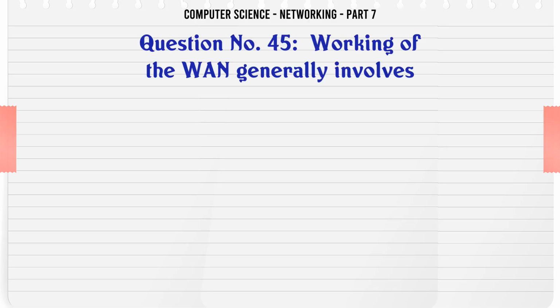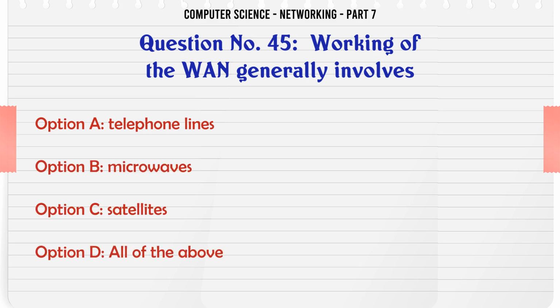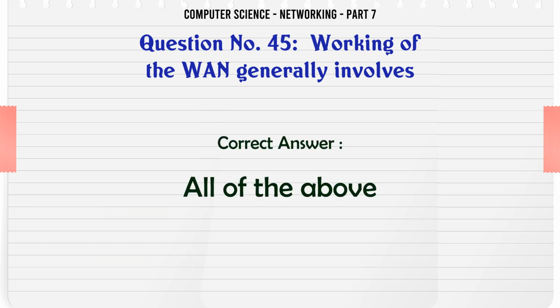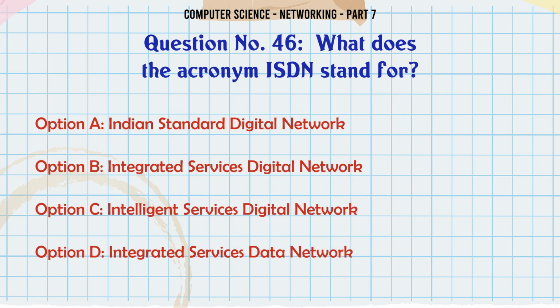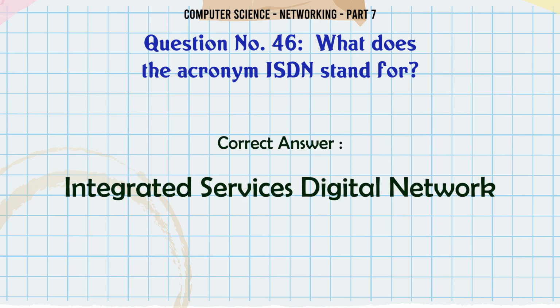Working of the WAN generally involves A. Telephone lines, B. Microwaves, C. Satellites, D. All of the above. The correct answer is all of the above. What does the acronym ISDN stand for? A. Indian Standard Digital Network. B. Integrated Services Digital Network. C. Intelligent Services Digital Network. D. Integrated Services Data Network. The correct answer is Integrated Services Digital Network.